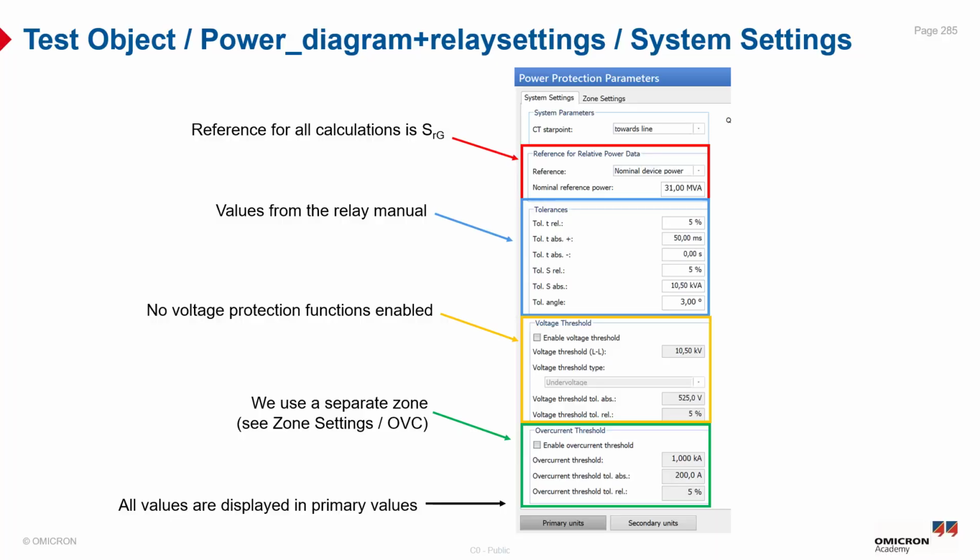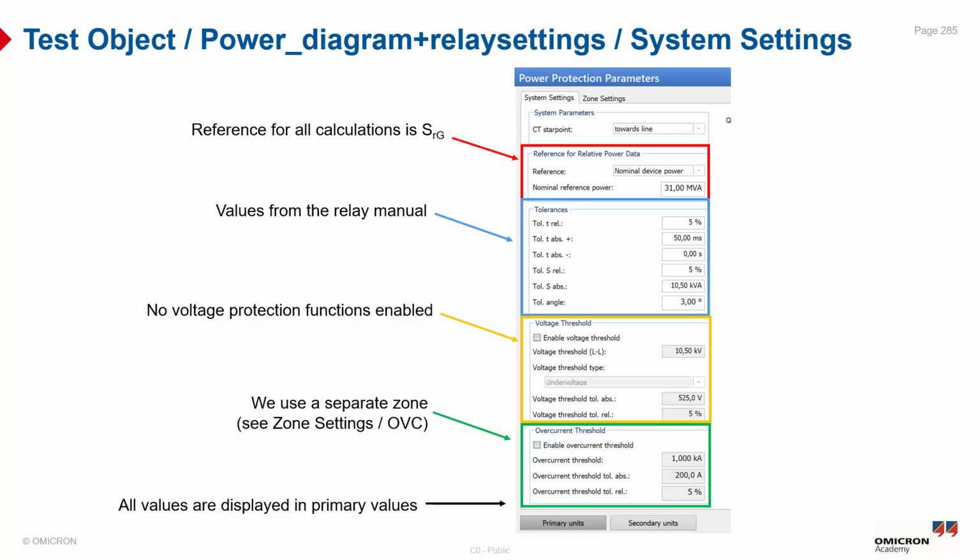In this section we will look at the system settings under the test object of the Power Module. As you can see in our configuration, the reference for all the calculations is based on the generator rated apparent power, denoted as SRG, and this ensures that all derived values remain consistent with the generator's actual operating parameters. Also, the values entered are taken directly from the relay manual to maintain accuracy within the relay protection characteristics. At this stage, no voltage protection functions are enabled, as we are focusing on power-based functions.